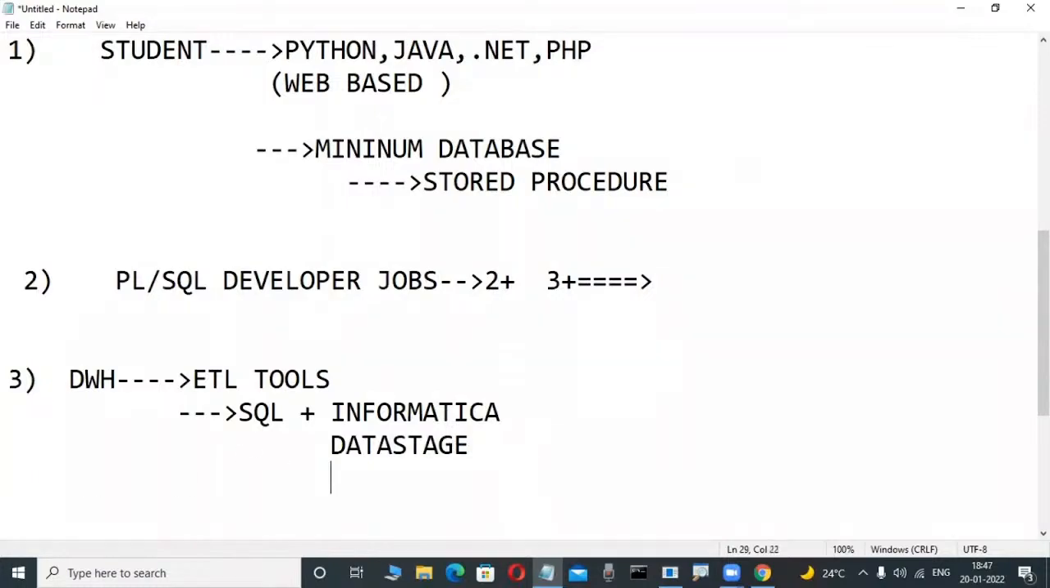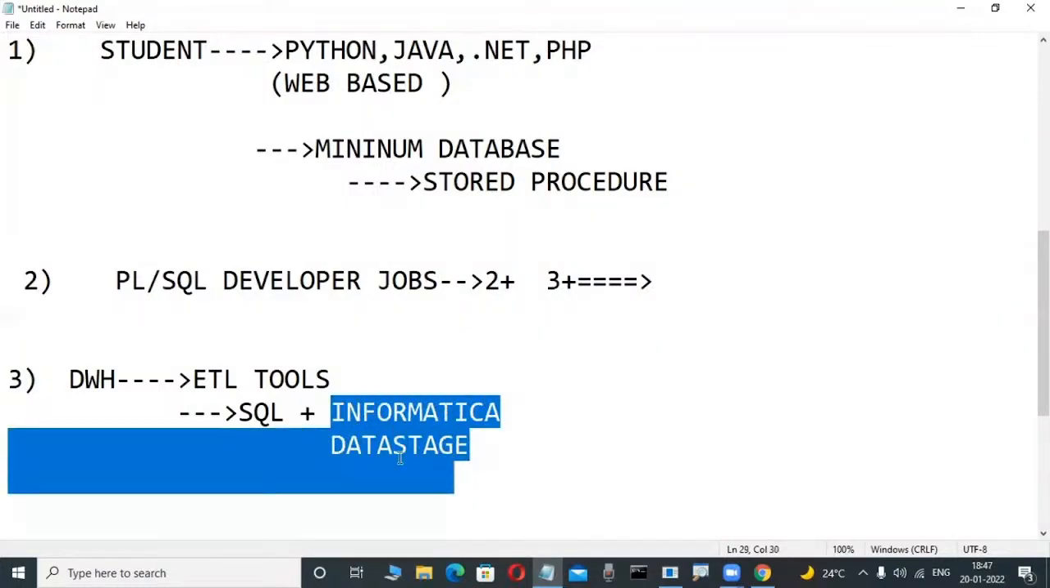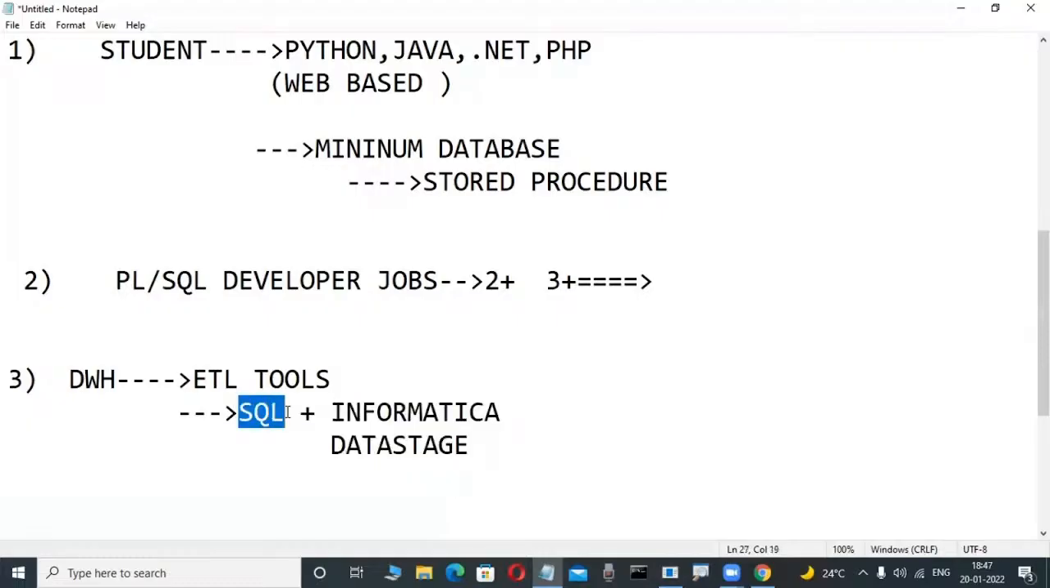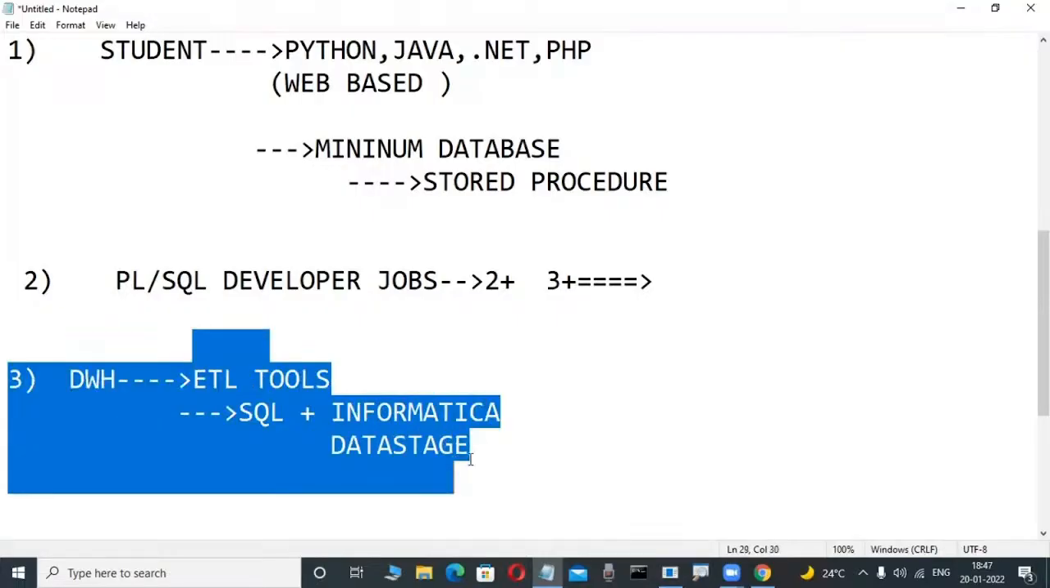Again, Talend is a tool. These ETL tools have a graphical user interface. They are learning, meaning minimum knowledge of SQL is required. That's why they are learning these courses, for these job purposes also.